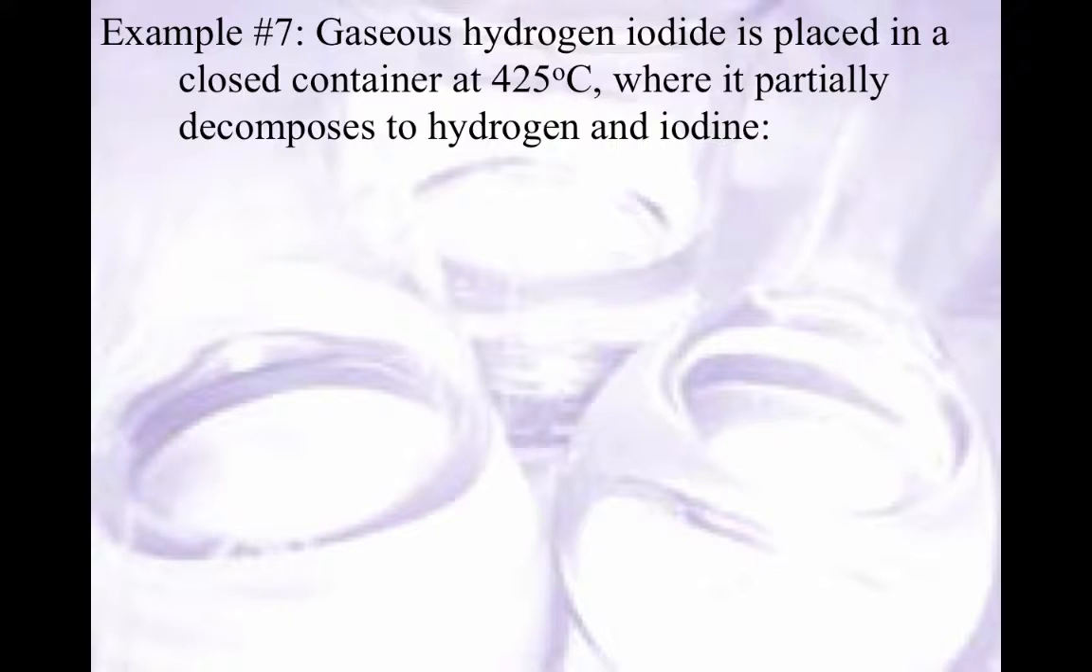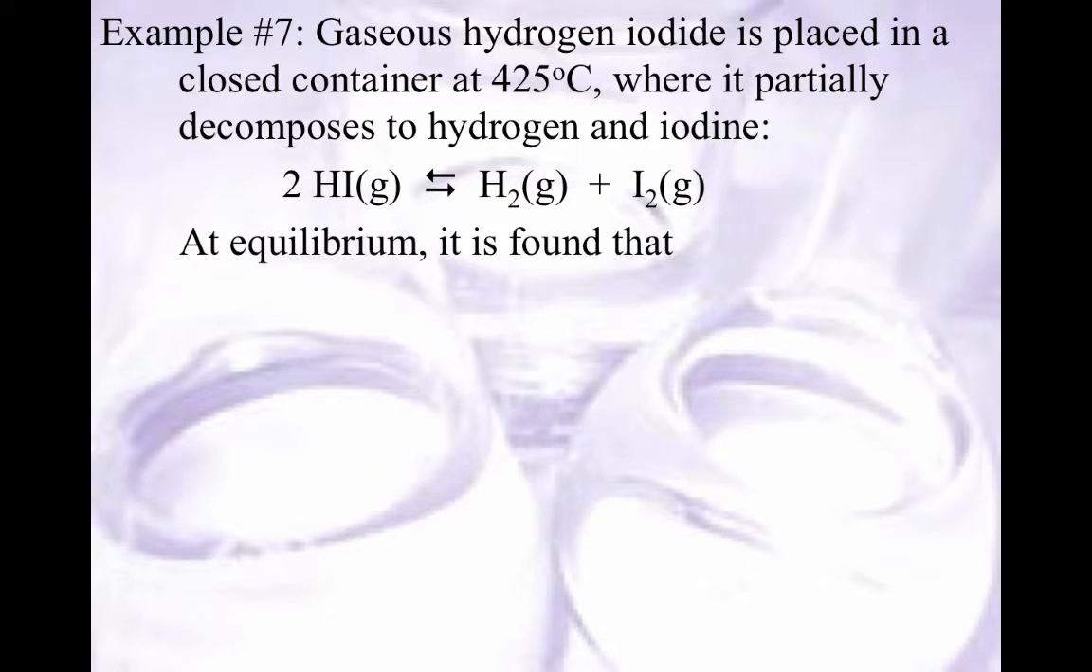So example 7 says gaseous hydrogen iodide is placed in a closed container at 425 degrees Celsius where it partially decomposes into hydrogen and iodine. And so here's our equilibrium reaction.